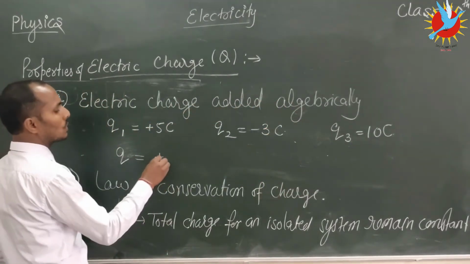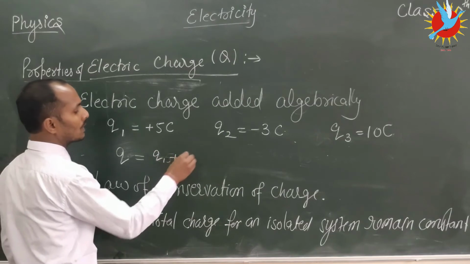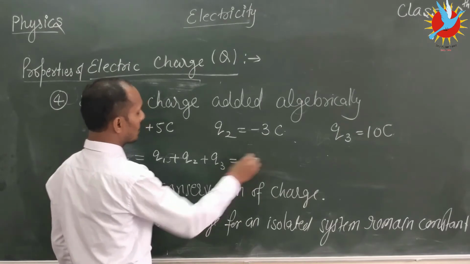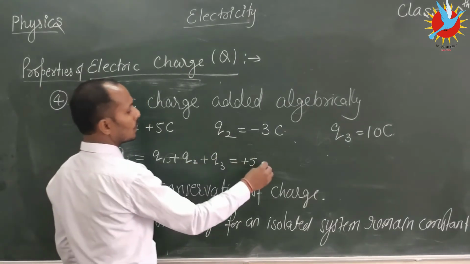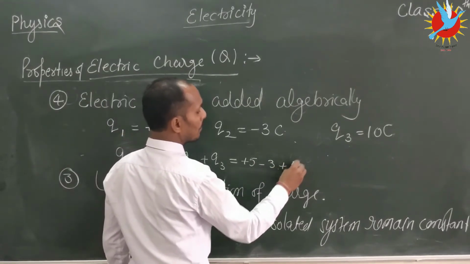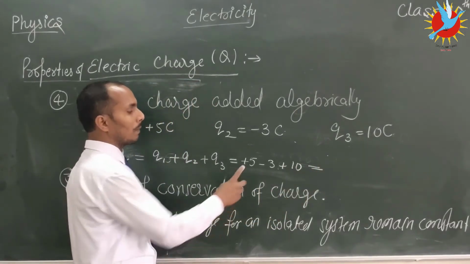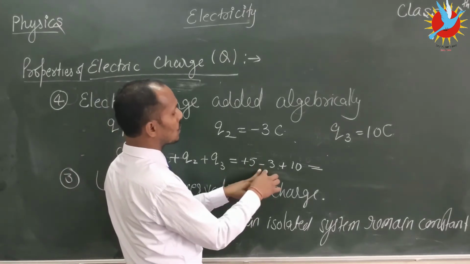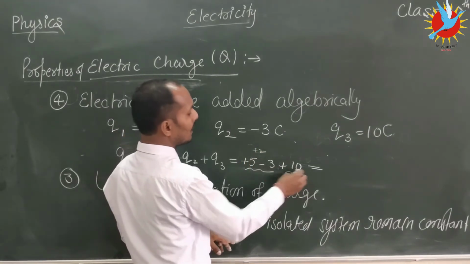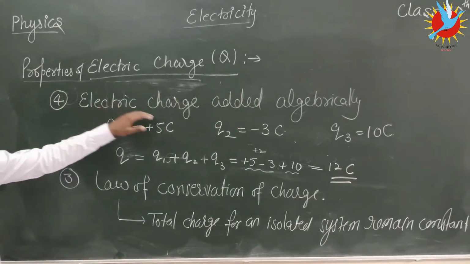Algebraically means as you add in mathematics. Then total charge means Q1 plus Q2 plus Q3. That is plus 5, minus 3, and plus 10, which is equal to, adding algebraically, plus minus, a net of plus 2. When you solve it, you get plus 2, and adding plus 10, it means 12 coulomb. Okay, you added electrical charges algebraically.